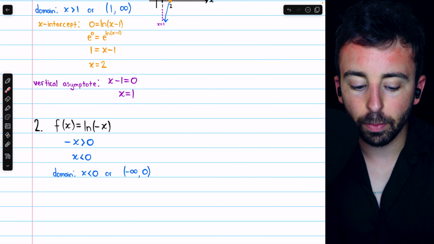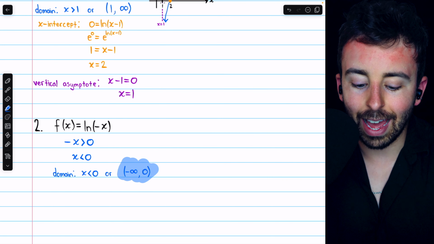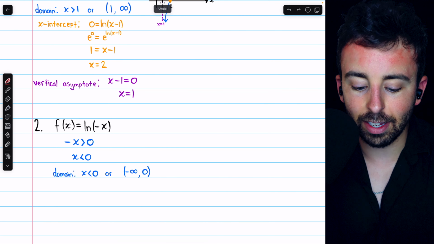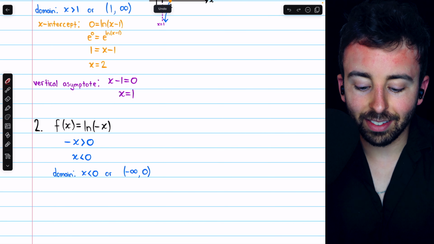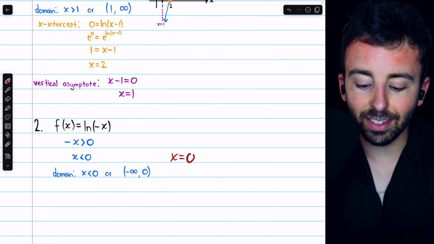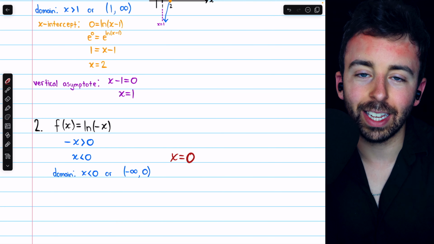X is less than 0. So the domain is all x values less than 0, which we could also write like that: the interval from negative infinity to 0, not including negative infinity, and not including 0. And also, since we know the domain is x less than 0, we know it's when x is equal to 0 that's where the vertical asymptote is, which we'll mention again in a minute.